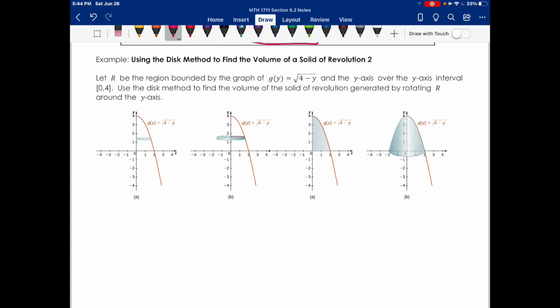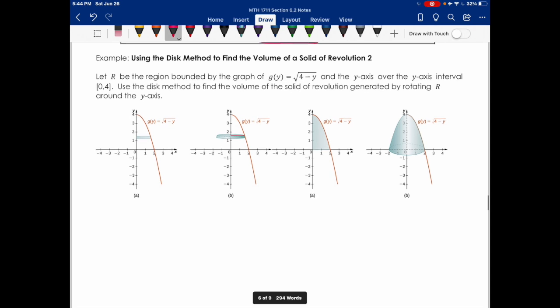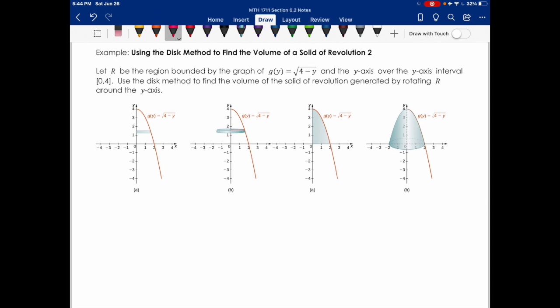So now let's look at this example. It says let R be the region bounded by the graph g of y is equal to the square root of 4 minus y and the y-axis, on the interval from 0 to 4. Just keep in mind this is on the y-axis. Sometimes it's hard to change our mindset. We're going to use the disk method to find the volume of the solid that's generated by rotating R around the y-axis.